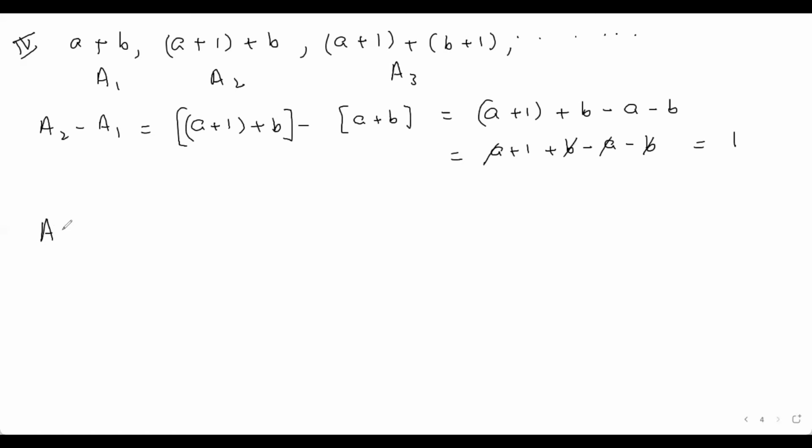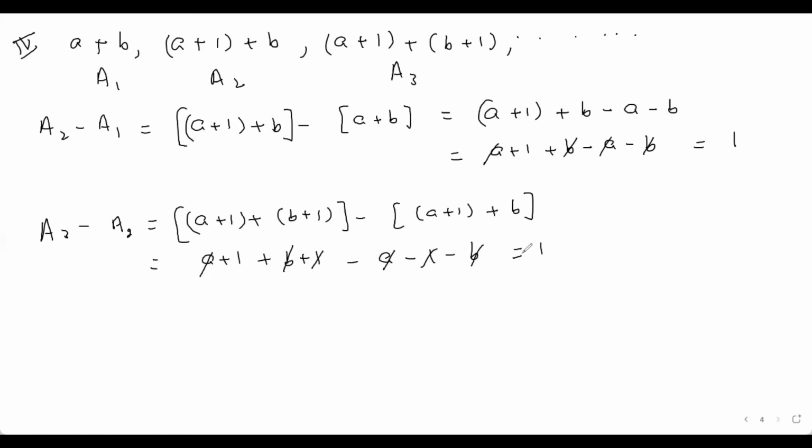Similarly, A3 minus A2 is 1. It means common difference is same. So this forms an AP. Now you have to find A4, A5, A6.